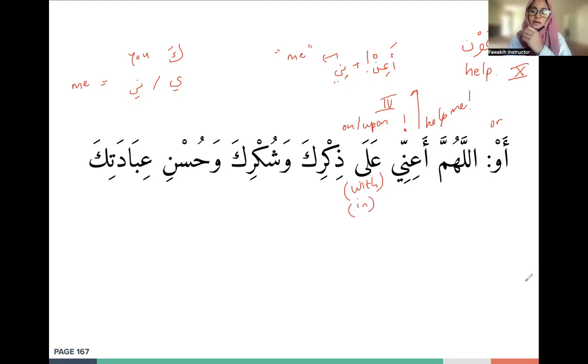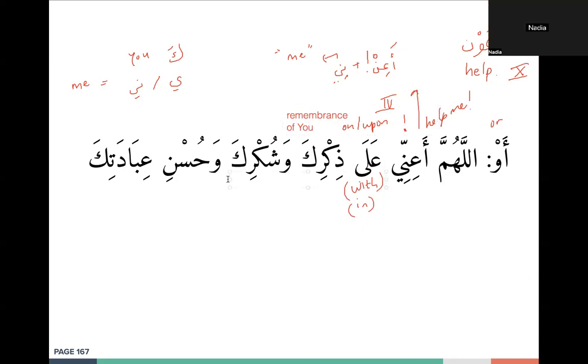Nadia, what is dhikrika wa shukrika wa husni ibadatik? Dhikrika is remembrance, and ka is with you, so you remembering you. So what is dhikrika? Yeah, ka is you, right? So it's either going to be remembering you or remembrance of you. Remembrance of you. Okay. And then shukrika? Similarly, ka is you and shukr is thank. And wa is and, so and thanking you and thanking of you.